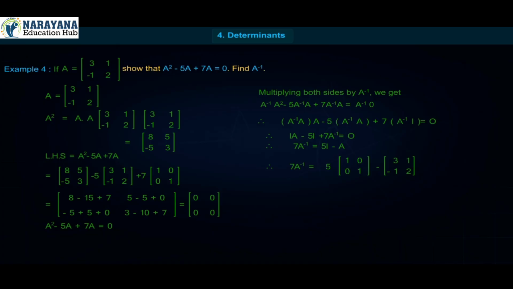Therefore, 7A inverse is equal to 5 into matrix [1, 0; 0, 1] minus matrix [3, 1; -1, 2] is equal to matrix [2, -1; 1, 3]. A inverse is equal to 1 upon 7 into matrix [2, -1; 1, 3].